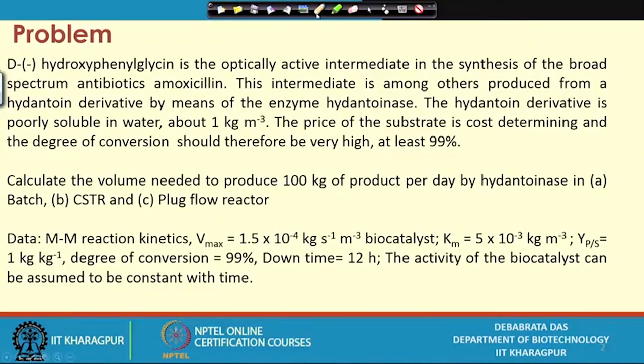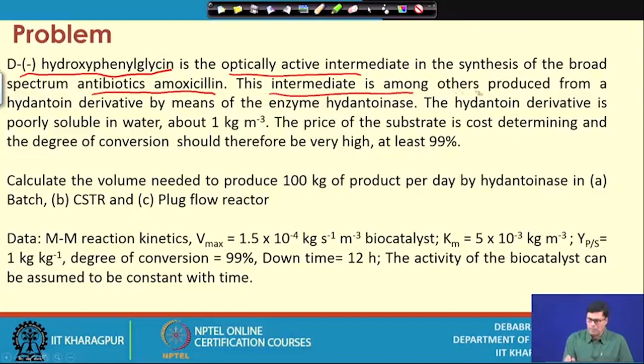Now, D-hydroxyphenyl glycine, a complex molecule, is an optically active intermediate in the synthesis of the broad spectrum antibiotic amoxicillin. In day to day life, doctors recommend a lot of antibiotics for curing different types of disease. One antibiotic that is largely used is amoxicillin. And this intermediate is, among others, produced from a hydantoin derivative by means of the enzyme hydantoinase. So hydantoin derivative is the name of the compound, the substrate.